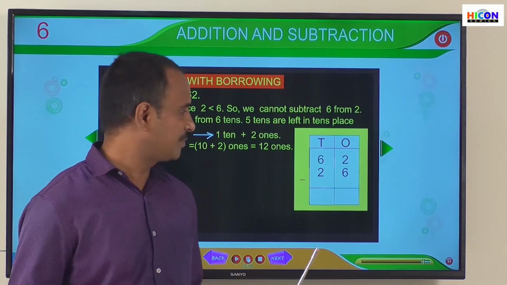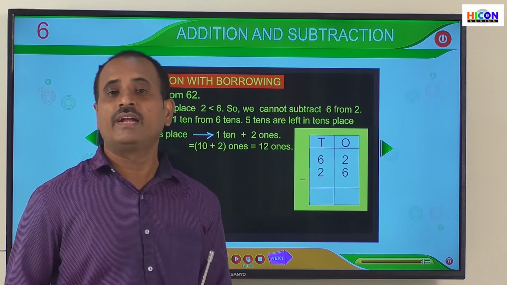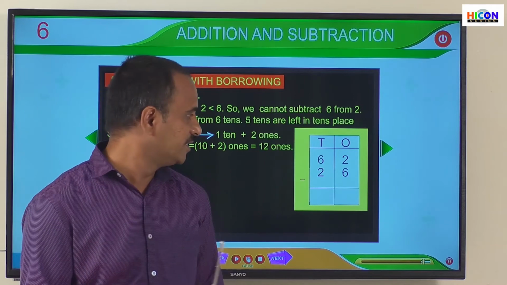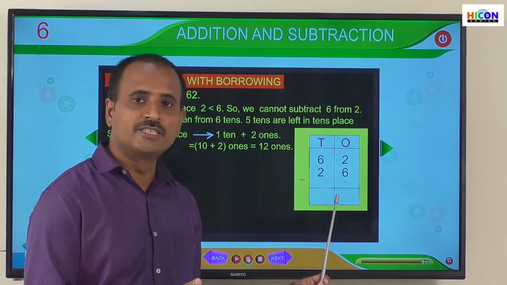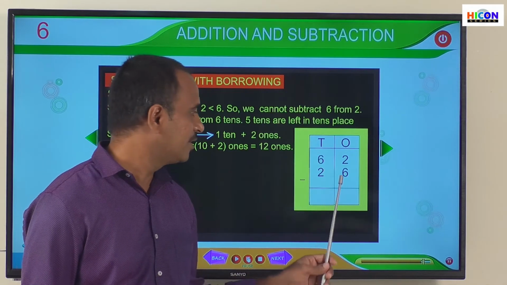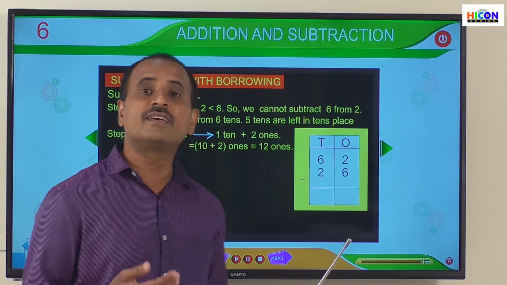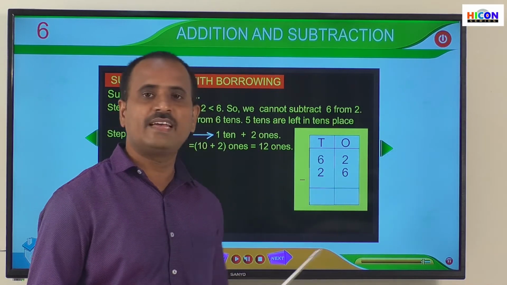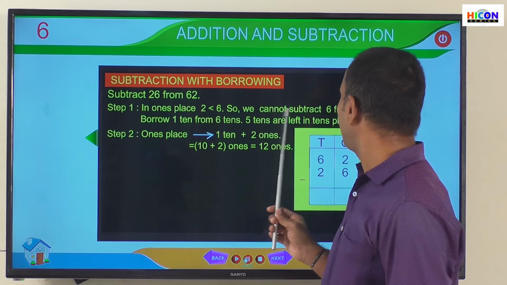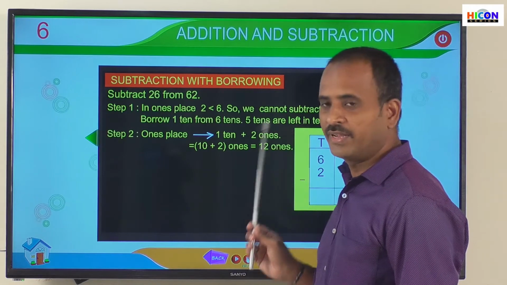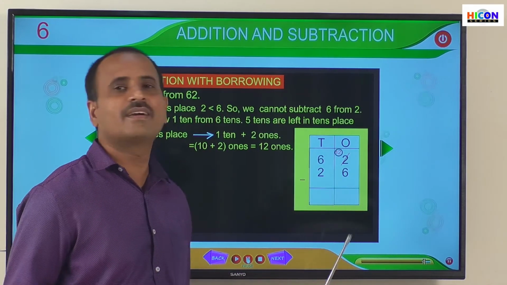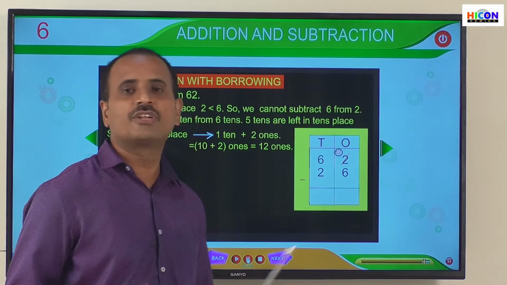Now we have to subtract 26 from 62. Again, same, first start the subtraction from the ones place. That is, subtract the digits present in the ones place. What are the digits present in the ones place here? 2 and 6. But here 2 is the smaller number and 6 is the greater number. That means 2 is less than 6. So we cannot subtract 6 from 2 because 2 is the smaller number and 6 is the greater number. So here subtraction is not possible.